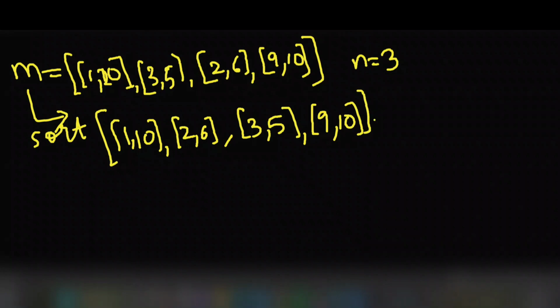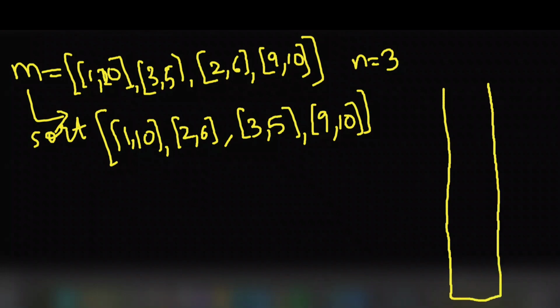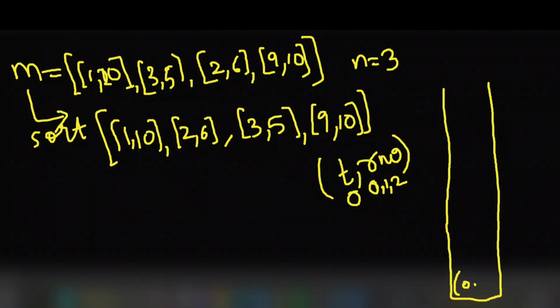And let's first initialize a priority queue. Let's initialize it with time comma room number. Initially the time will be 0 and the rooms will be 0, 1, 2 in this case. So let's say we have 0 comma 0, 0 comma 1, 0 comma 2 as the starting.